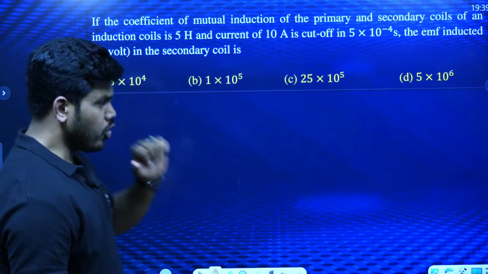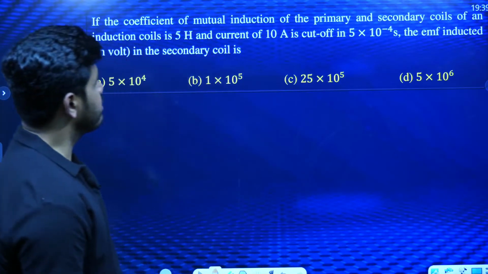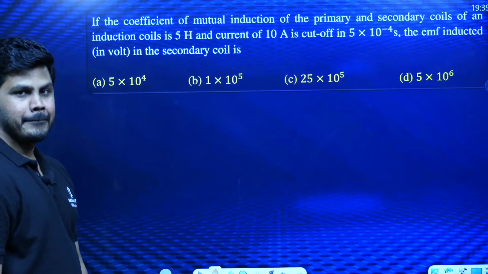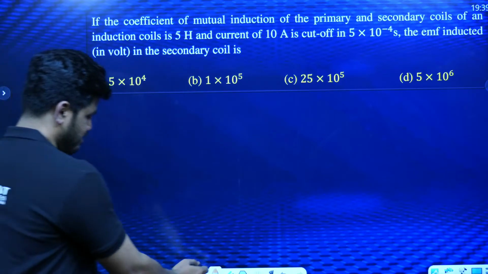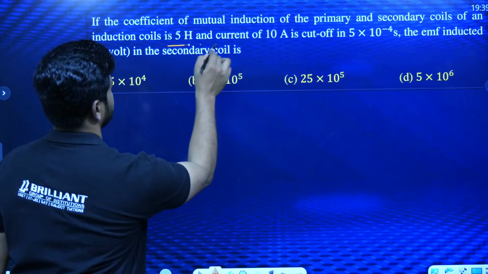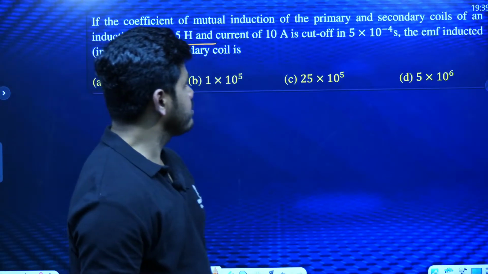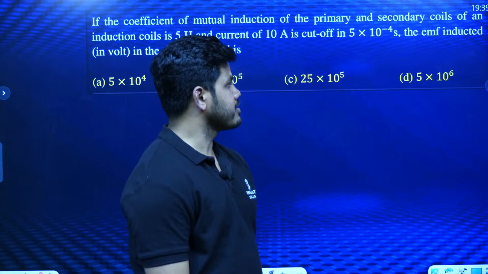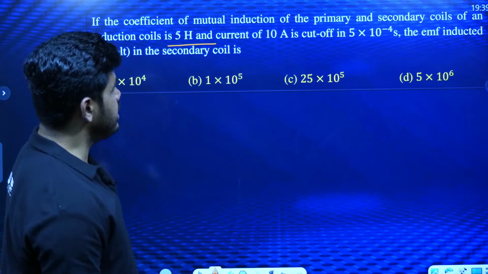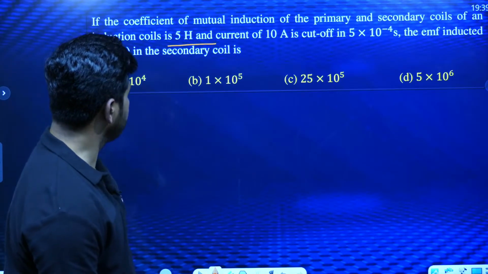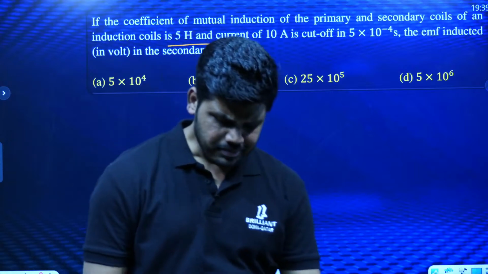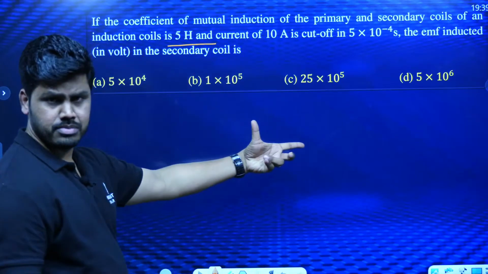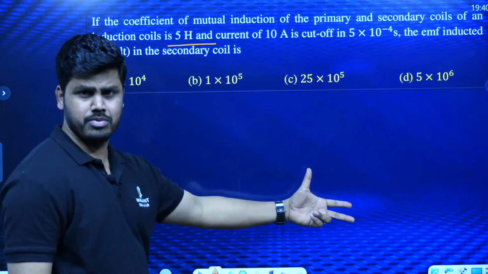Done. Coefficient of mutual induction of primary and secondary coil of an induction coil is 5 Henry. Yes, mutual induction is given, which is 5 Henry. Current of 10 ampere is cut off in 5 into 10 raised to minus 4 seconds. The EMF induced in volt in the secondary coil. So now this question is going to be very easy. We have done some similar question.